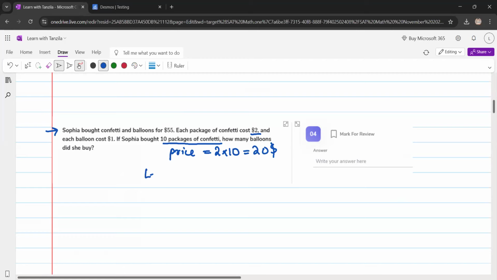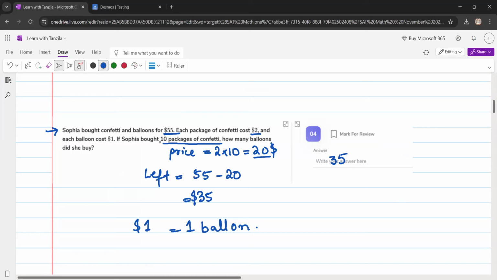So what is she left with after buying confetti? She is left with all the money she had, 55, minus the money she spent on confetti, which is 35. So how many balloons did she buy? Now, with this $35, she will buy the balloons, and each balloon costs $1. So for $35, she'll get 35 balloons. Like simple, $1, one balloon. You don't even need to calculate it. So $35, 35 balloons.